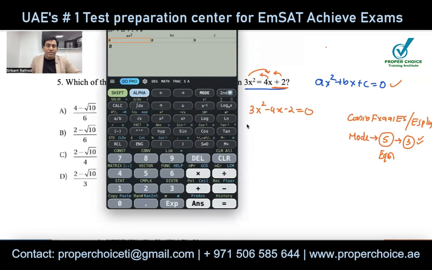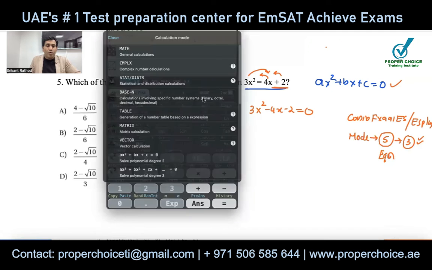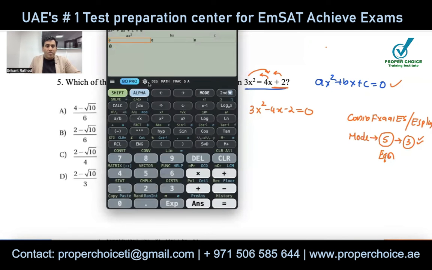On my simulator, I press the button MODE and select the type. This is how the window opens. You have to carefully put in the values, basically the number present with x square, the number in front of x, and the constant alone. The number with x square is what we also call the coefficient. So it's going to be 3. After pressing that, press equal. Next number is minus 4. Press equal. Next number is minus 2. Press equal.